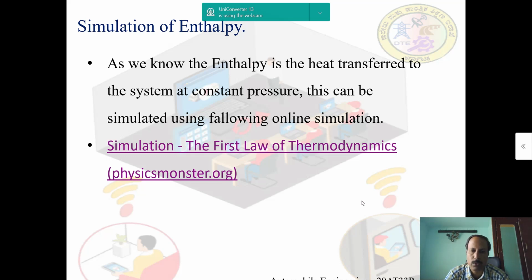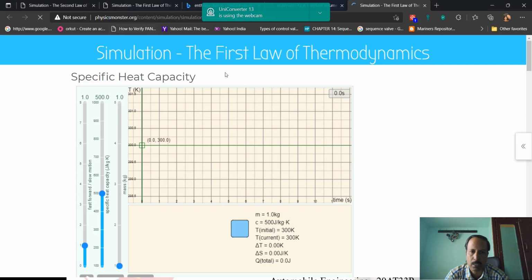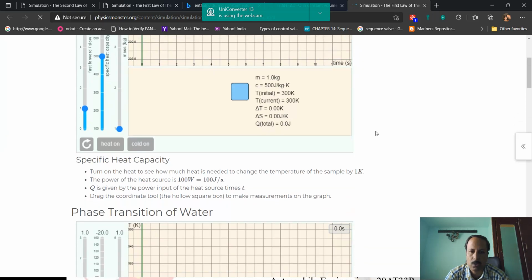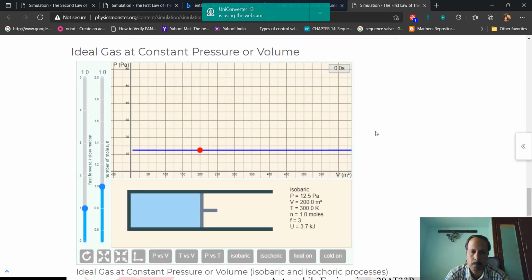Make sure that your computer is connected to the internet and then click on this link. You will be taken to this particular website, which is physicsmonster.org, and you need to scroll down to this simulation by name, ideal gas at constant pressure or volume, and make sure that this timer shows 0.0 seconds. If not, reset it like this.